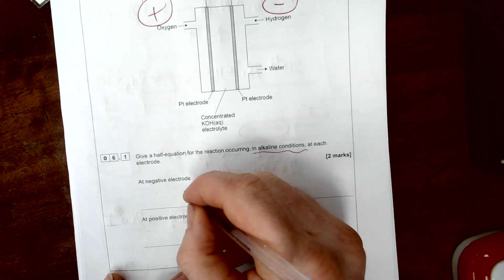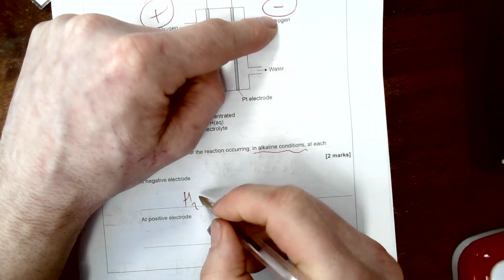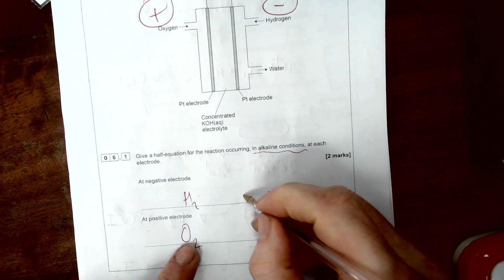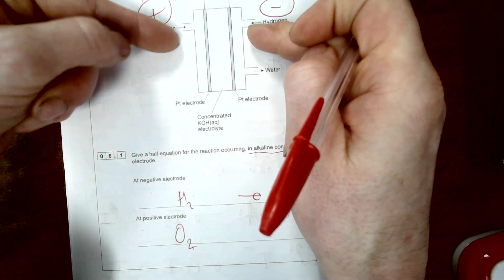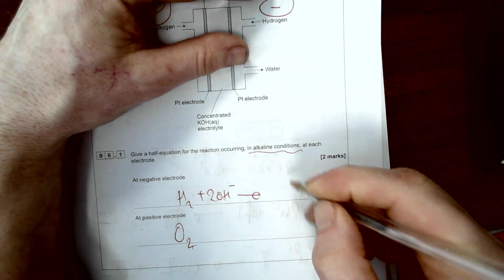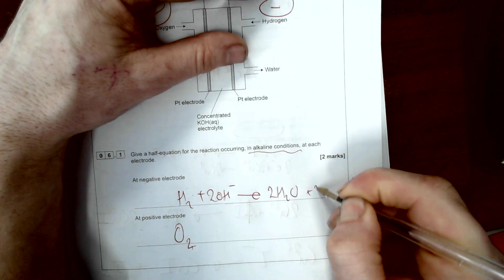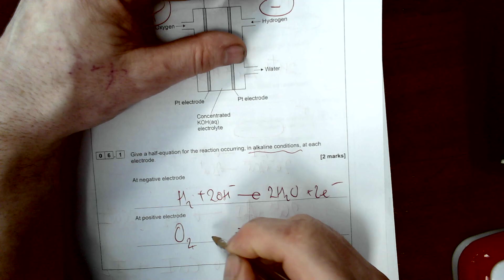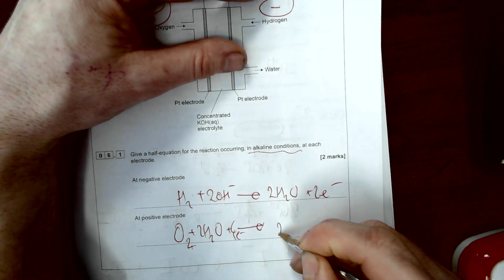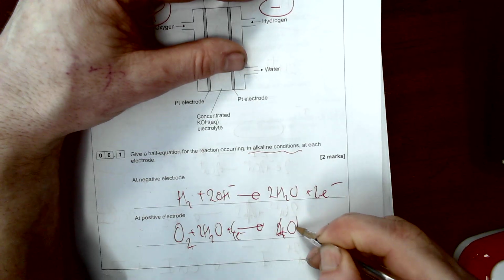So the negative electrode is H2. This is the negative electrode, hydrogen. The positive electrode, oxygen reacts. So they're my reactants. Hydrogen and oxygen going in. The hydrogen reacts with 2 OH- to form 2 H2O and 2 electrons. The oxygen reacts with 2 H2O and 4 electrons to form 4 OH-.